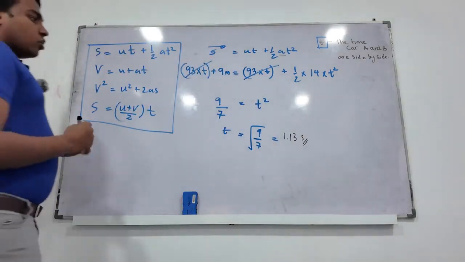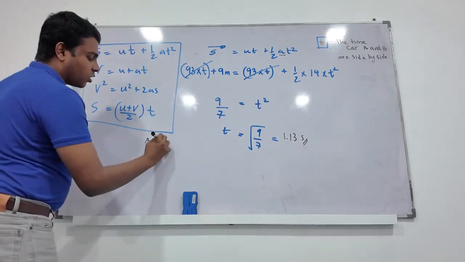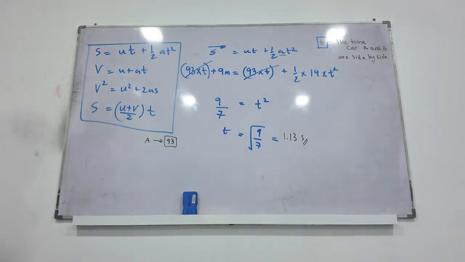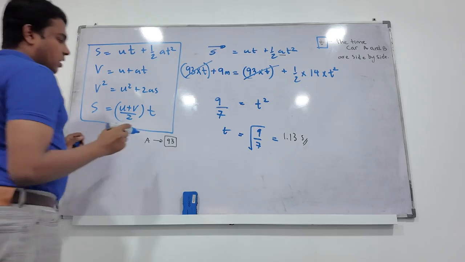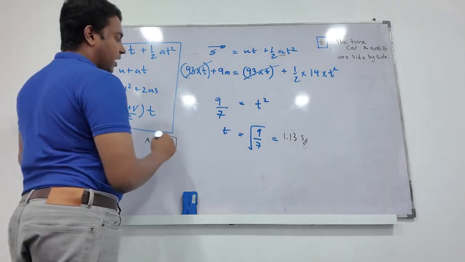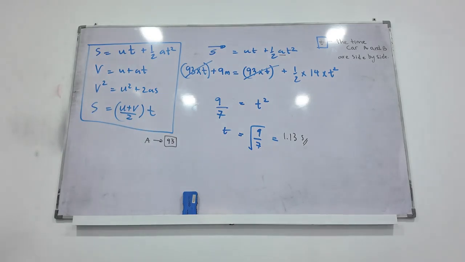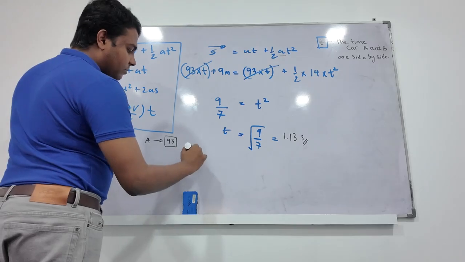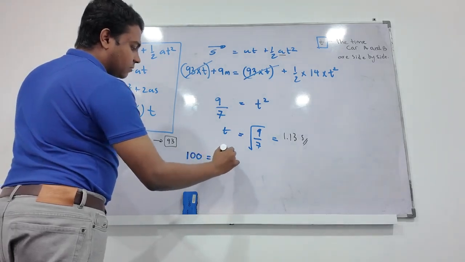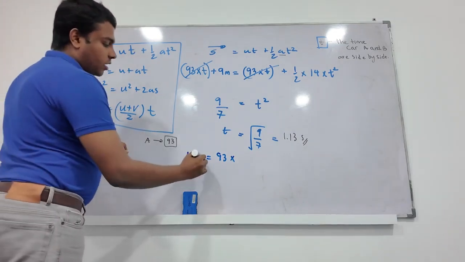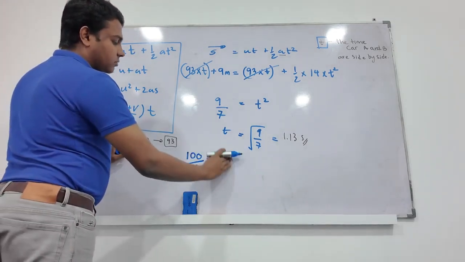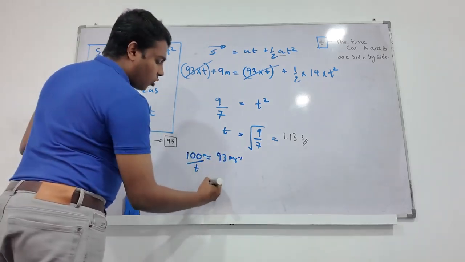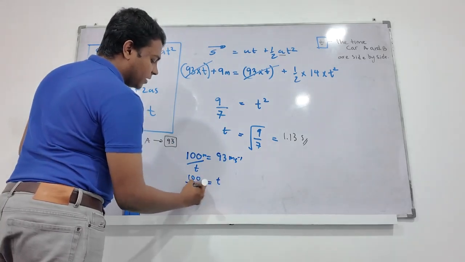Right? So, we know that car A travels at constant velocity 93 meters per second. Is it clear? 93 meters per second. Then what happens? When car A is traveling at constant velocity 93 meters per second, to travel 100 meters at 93 meters per second, this over time is 93. This is meters per second. This is the distance. This is the time taken. So we can find how much time is taken for car A to travel 100 meters, right?